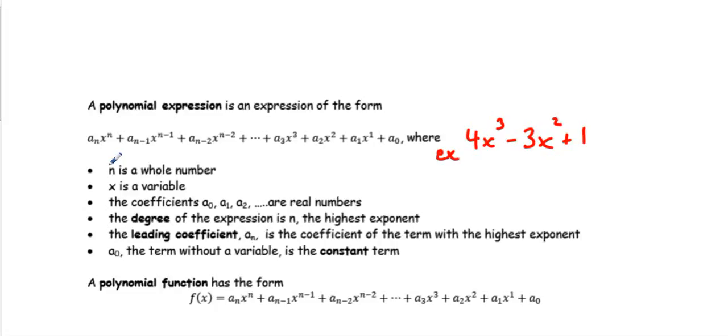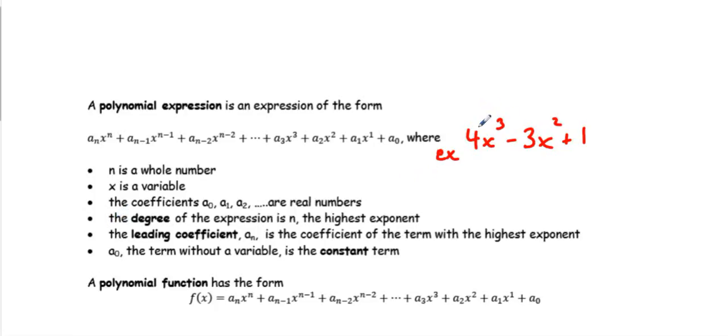n is a whole number. We talked about that. x is just the variable. The coefficients are any real number, so it doesn't have to be a whole number. They can certainly be fractions or decimals or even symbols like pi. The degree of the expression is n.